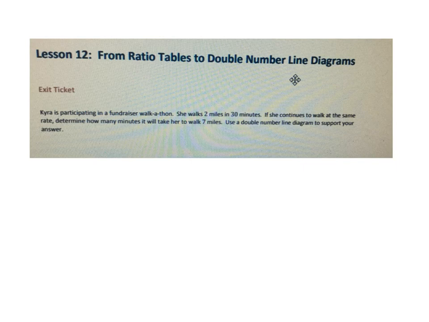In this video, I'm going to show you how to do the exit ticket from lesson 12, from ratio tables to double number line diagrams. So it says that Kyra is participating in a fundraiser walkathon. She walks 2 miles in 30 minutes.